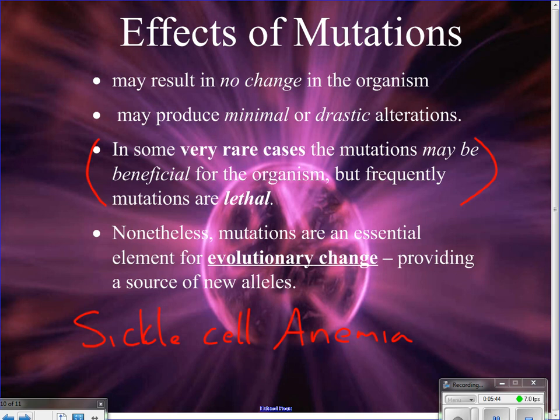So mutations are bad, but mutations are essential when we start talking about evolutionary change, because the only way we get new alleles, the formation of new alleles, is through the mutations in DNA causing beneficial changes to an organism and causing that organism to better adapt to their environment. Okay, so in that case mutations can be good, but this is very rare.